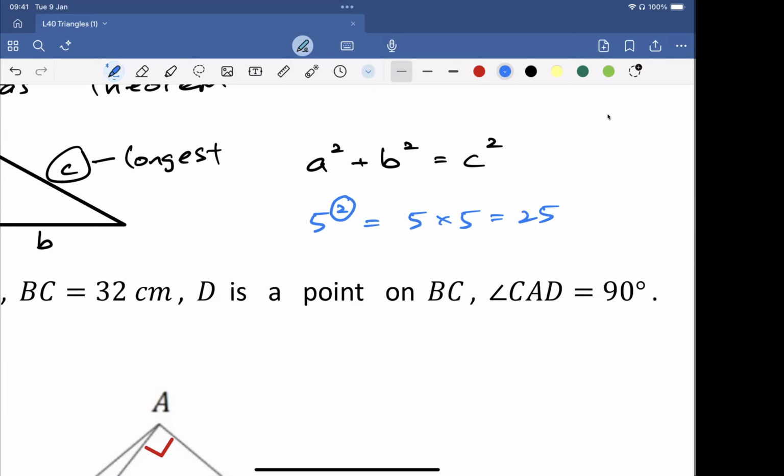Then what about if I take 5 to the power of 3? What does it stand for? 5 times what? 5 times 5.